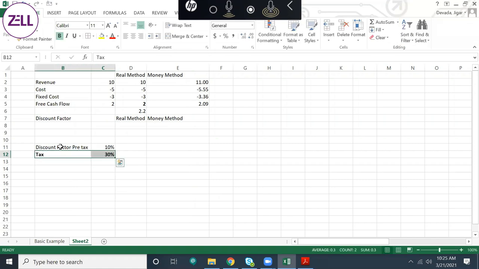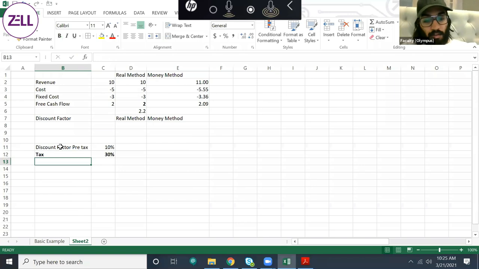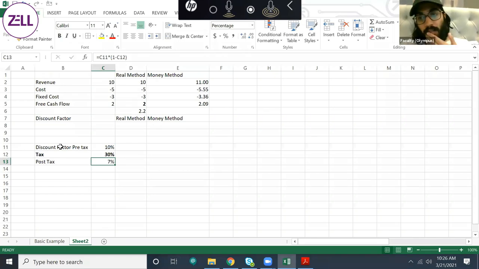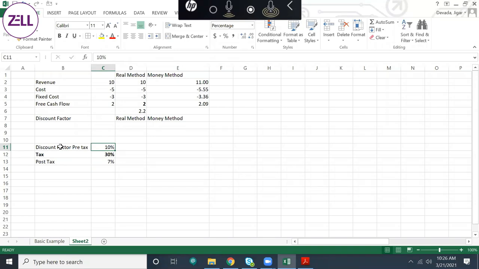This is the tax rate. This is your discount factor rate. So post-tax, it will be 10 into 1 minus 30%. So it will be 7%. Okay, so it is 30% of 10%. I've got it now.